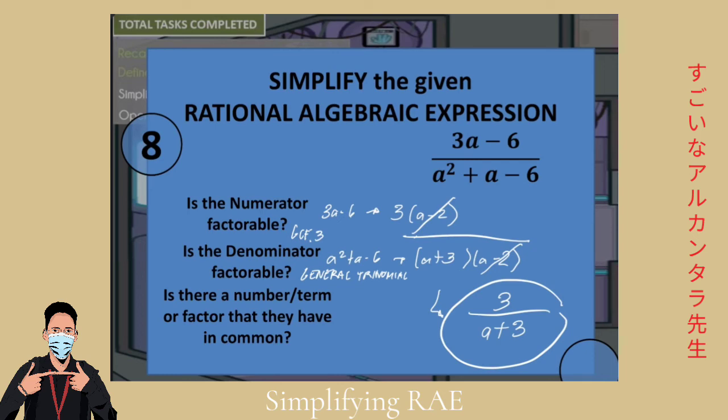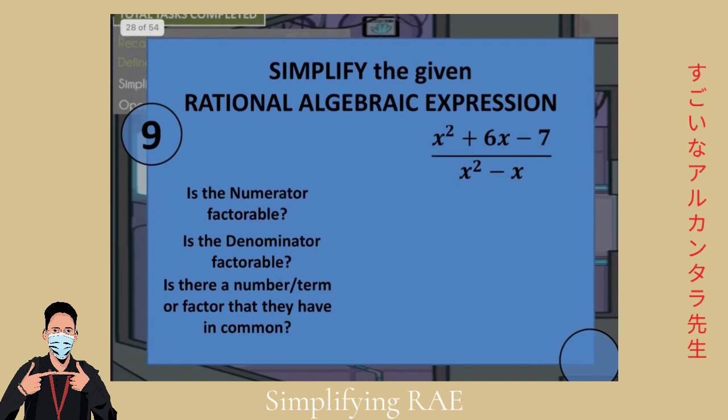Let's go. Number 9. Okay, another example of a general trinomial. We have x squared plus 6x minus 7. This is a general trinomial, a gen tri. And we have x squared minus x, simply factored by GCF. The GCF here is x. So this will become x times the quantity x minus 1.